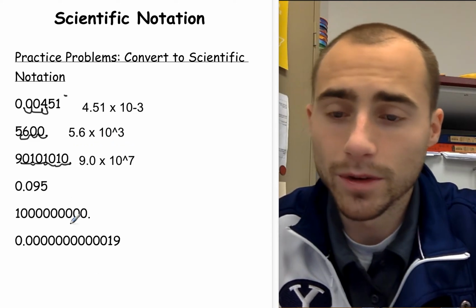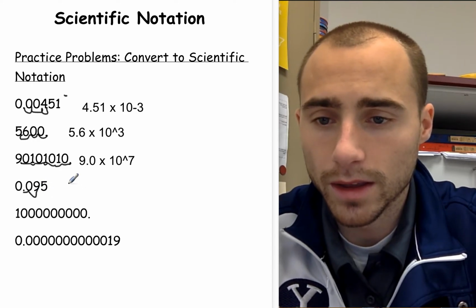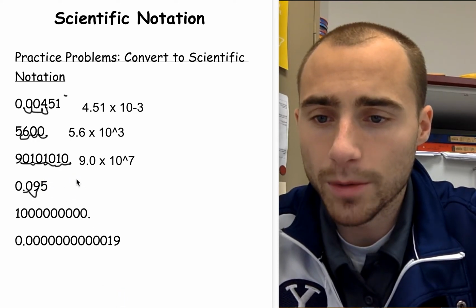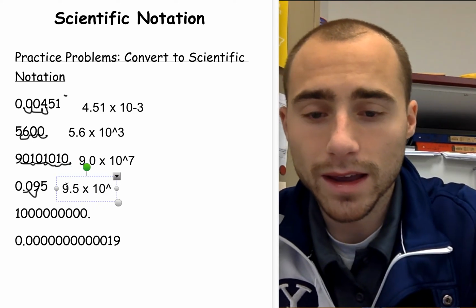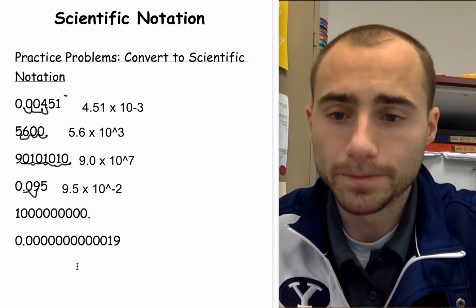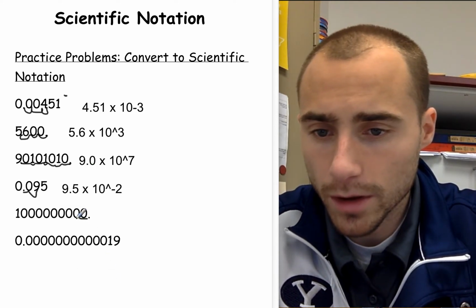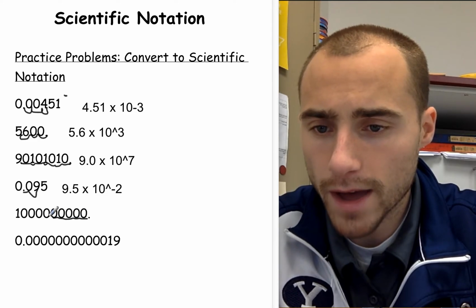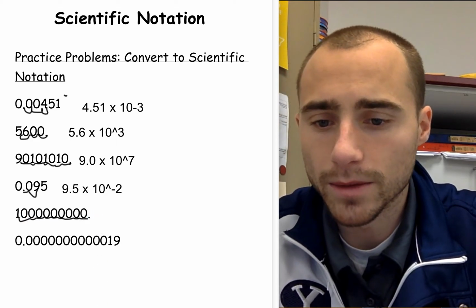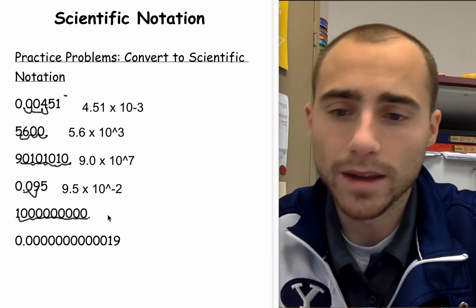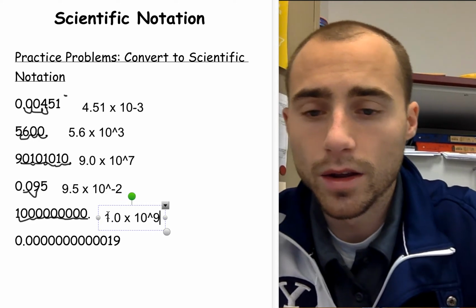All right, this time my number is less than 1. So I'll move it 1, 2 times. Right there, I end up with 9.5 times 10, and it's going to be to the negative second because my number was less than 1. Okay, we got 2 more. This decimal, I would move 1, 2, 3, 4, 5, 6, 7, 8, 9 times. So we're going to have 1.0 times 10 to the 9th. It's positive because my number was greater than 1.